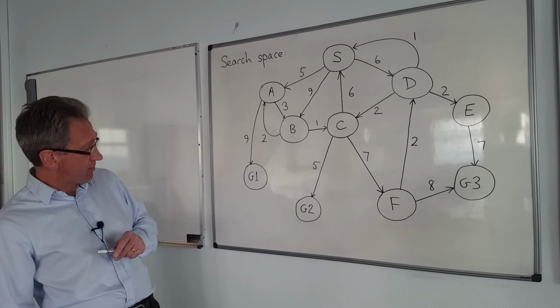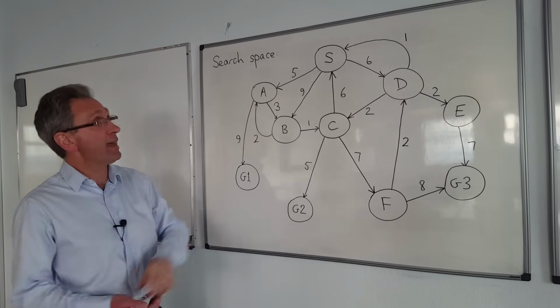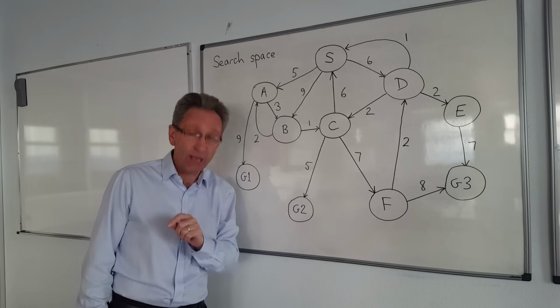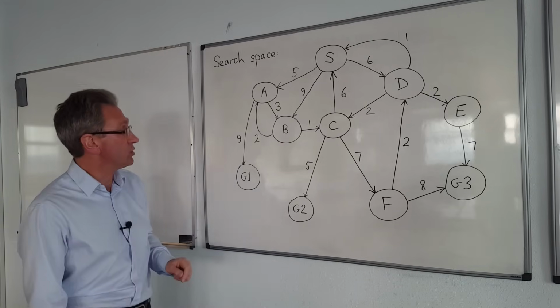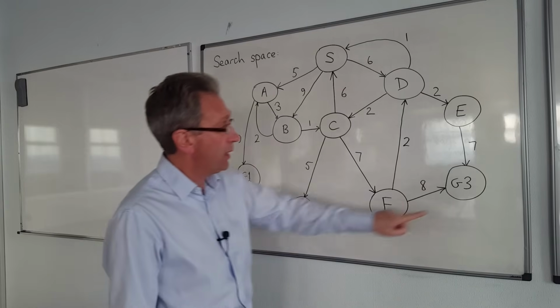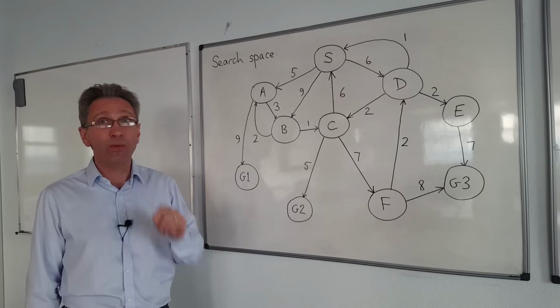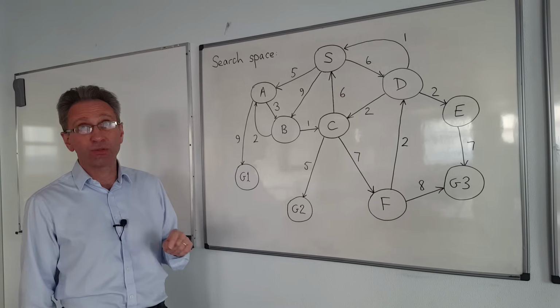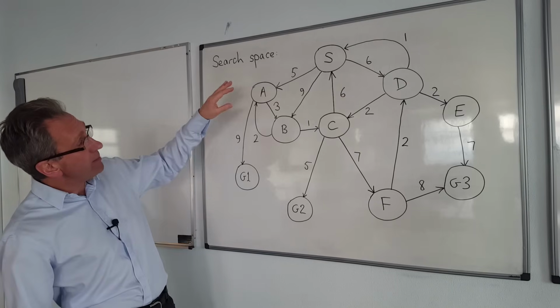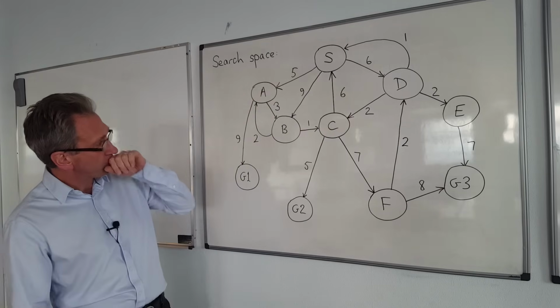Let's have a look at the search space first. We've got a start state, an initial state S. That's the state that your agent is in at the beginning of the search. There are also states G1, G2 and G3. Those are the goal states. Your agent wants to move into any one of those three. And then there are intermediate states which are labelled A through to F.